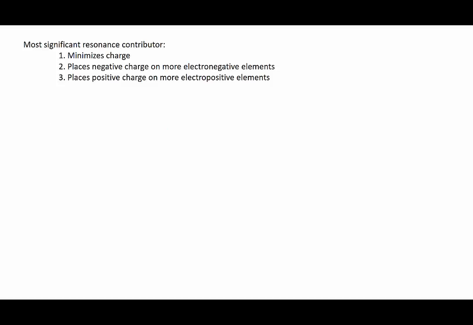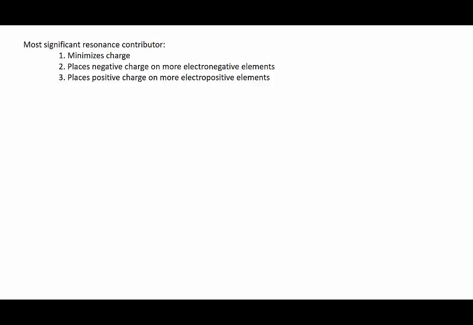The most significant resonance contributor is always going to minimize charge. One of the rules of organic chemistry, one of my rules, is atoms don't like charge. Basically, it gives them a higher energy. And in nature, anything tends towards a lower energy state. So if we can eliminate charge, we're going to be lower energy, and the atoms are going to be more stable. As a corollary to my rule that atoms don't like charge, some atoms like charge more than others. More electronegative atoms are going to be more stable with a negative charge. More electropositive atoms are going to be more stable with a positive charge. We're going to go through these rules as we talk about more resonance structures.